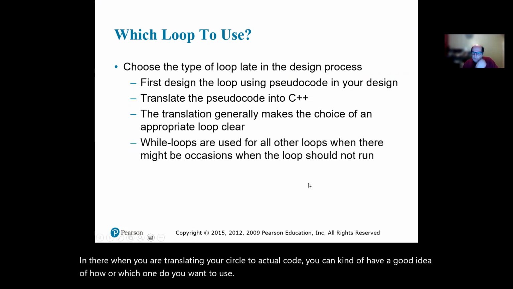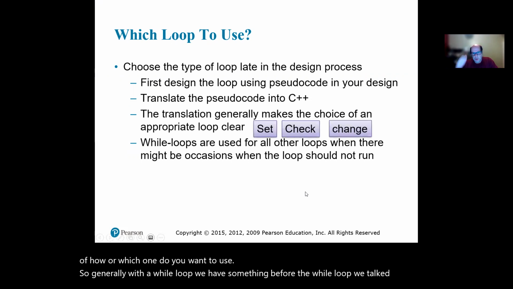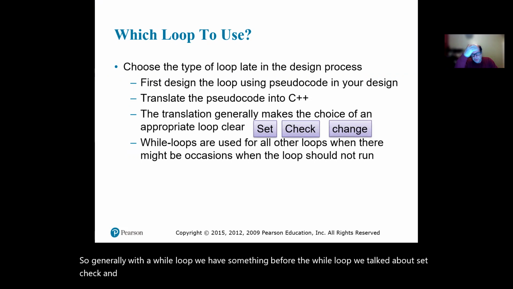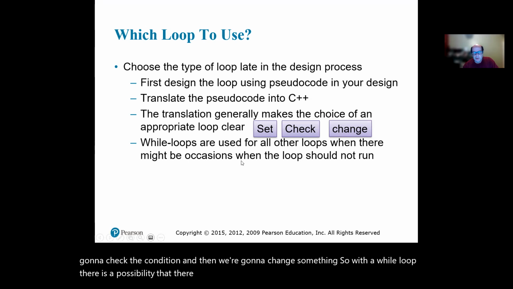So generally, with the while loop, we have something before the while loop. We talked about set, check, and change. So we have something before the while loop that's going to be set, and we're going to check the condition, and then we're going to change something. With the while loop, there is a possibility that the while loop is not going to execute at all.